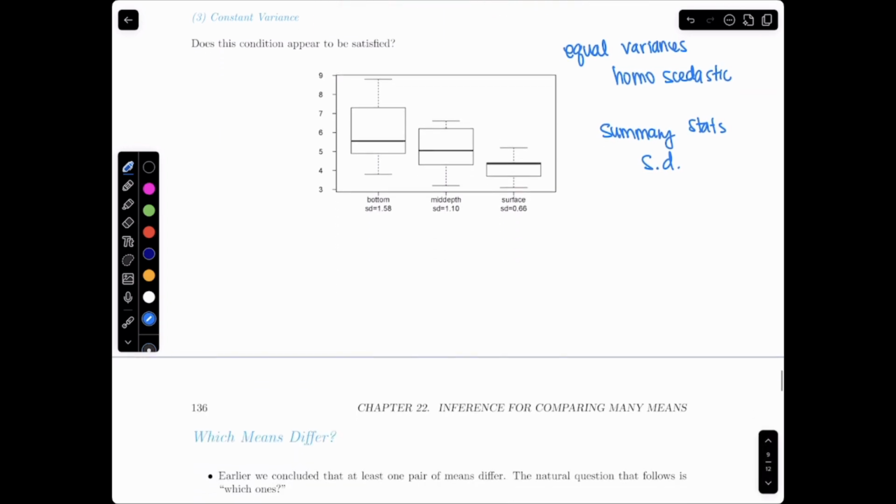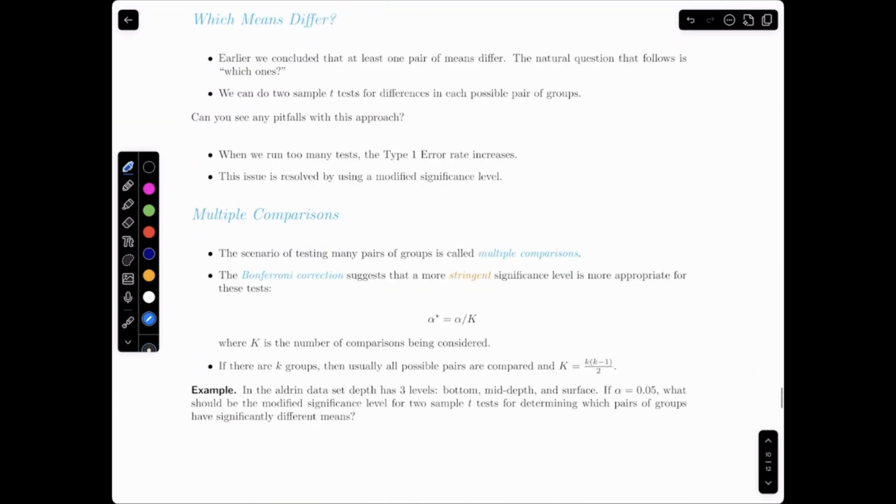Okay, so we already confirmed that we're going to do the test. We did the test. We found in the previous video that we rejected the null, and there was evidence that at least one of the means was different. The question is which one differs, and ANOVA won't tell you that. You have to do a pairwise t-test.